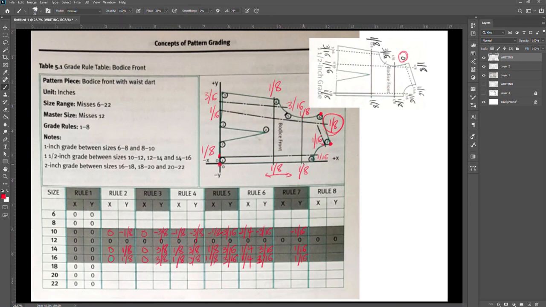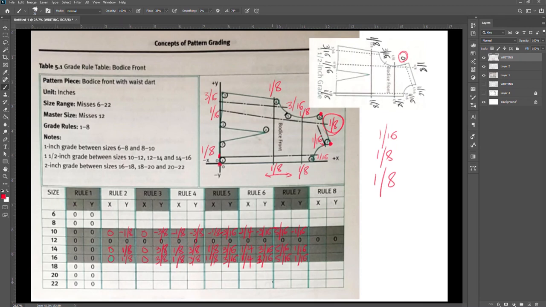And for its x movement, we have to add together 1/16 and 1/8 and 1/8. Which equals what, 5/16. So negative 5/16 in the smaller sizes and positive 5/16 in the larger sizes.